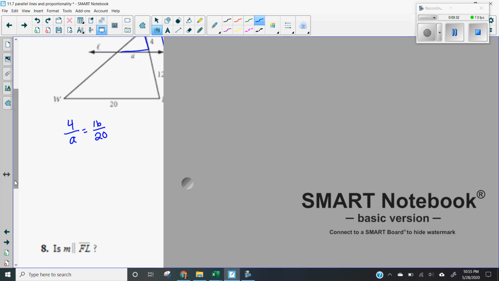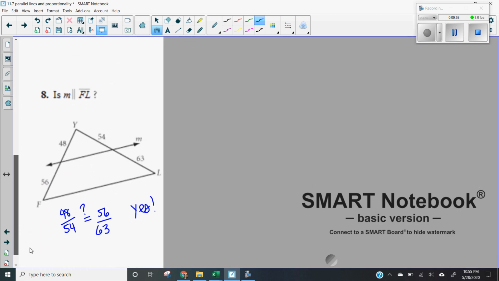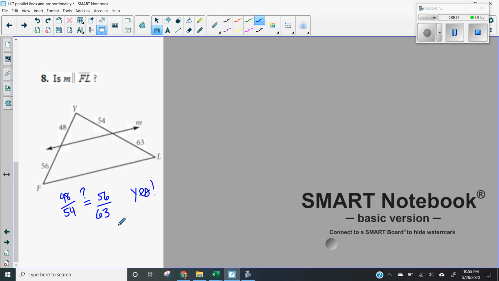Okay, number 8, we want to know if the lines are parallel, so we want to know, is this a true proportion or not? So remember, when you're working with these, to figure out if they're equal, you just literally plug them in your calculator. Get a number for this, get a number for this, just make sure they're exactly the same.